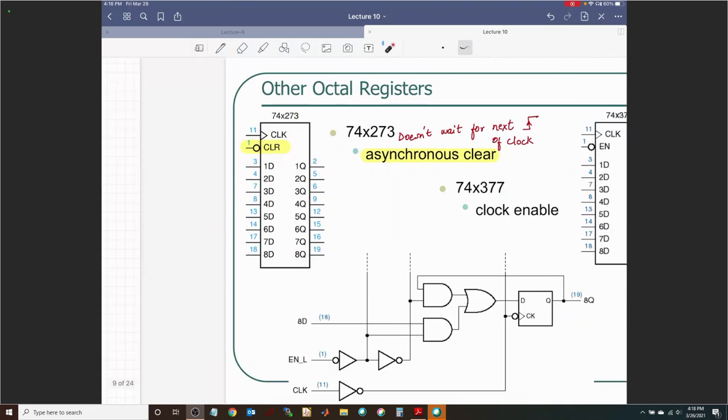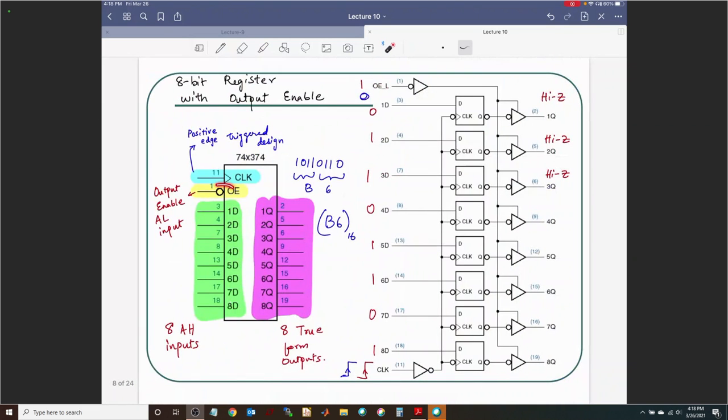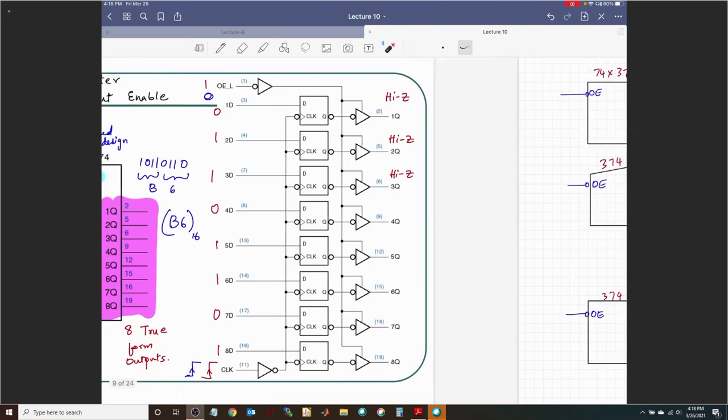By the way, wherever you see this OE, your mind should latch on to the idea that this is with respect to connecting multiple outputs together, tri-state buffers, high impedance state, all of those ideas. Wherever you see OE. All right, let's jump here.